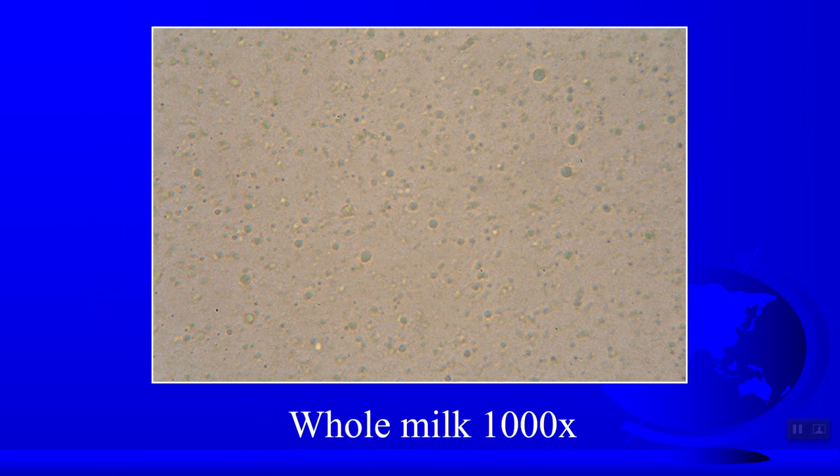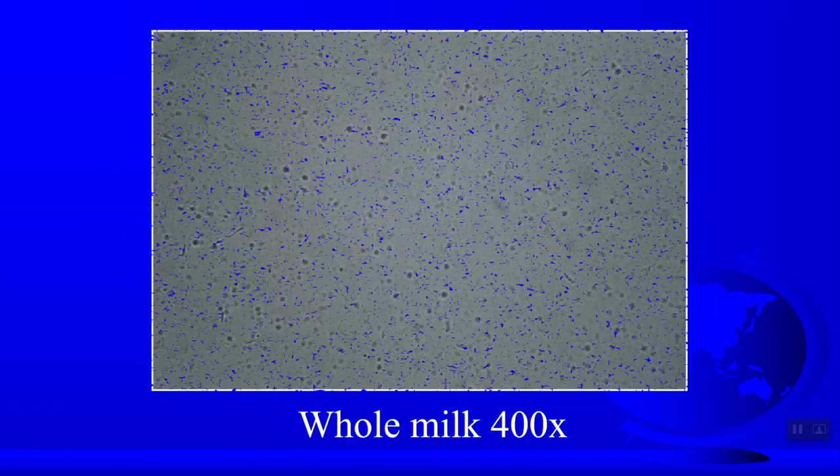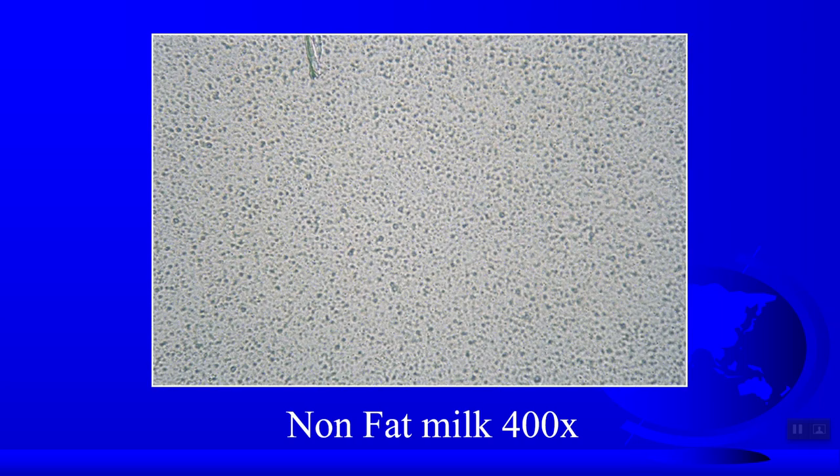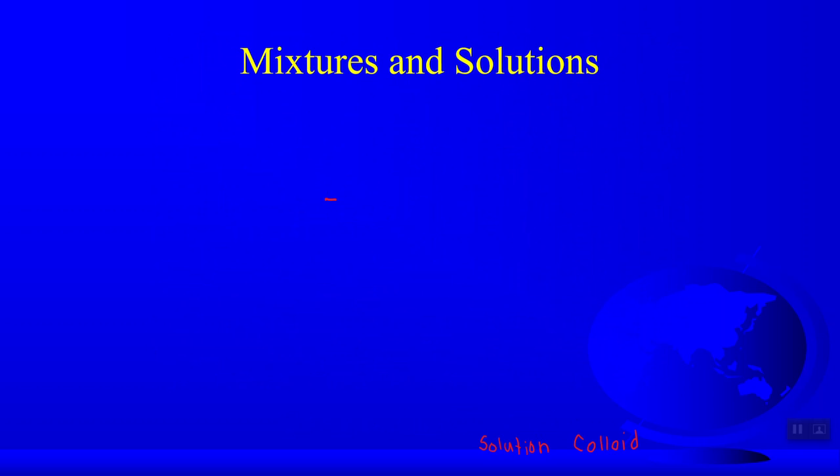Here is whole milk at 1,000 times magnification. And at 400 times, you can no longer see some of the smaller particles. You can still see some of the bigger particles. Here's non-fat milk. A lot of the larger particles are broken down into smaller ones.